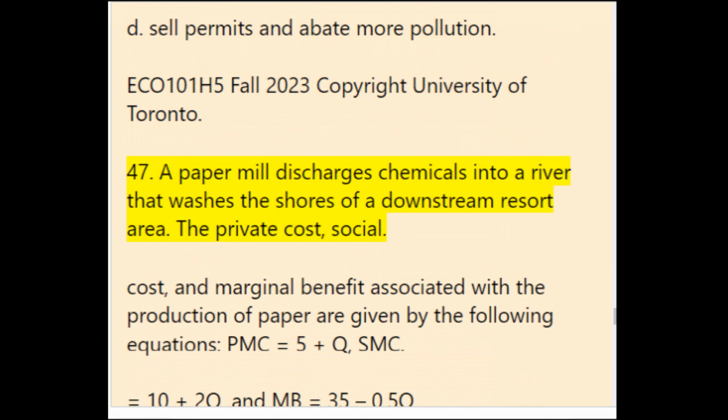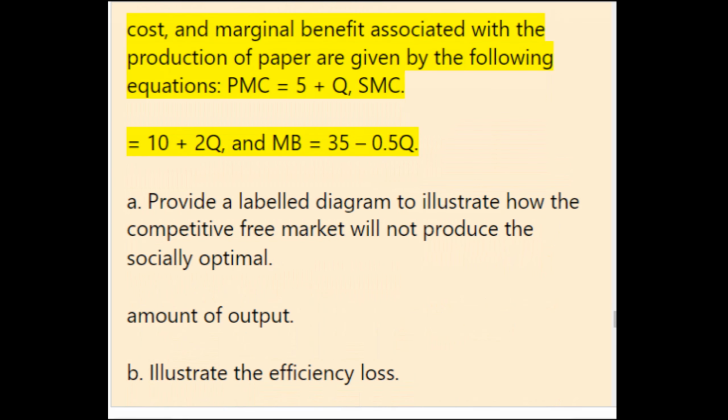47. A paper mill discharges chemicals into a river that washes the shores of a downstream resort area. The private cost, social cost, and marginal benefit associated with the production of paper are given by the following equations: PMC equals 5 plus Q, SMC equals 10 plus 2Q, and MB equals 35 minus 0.5Q.